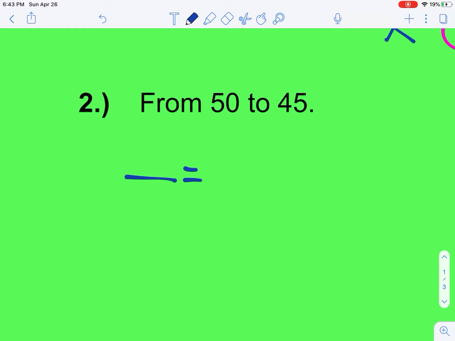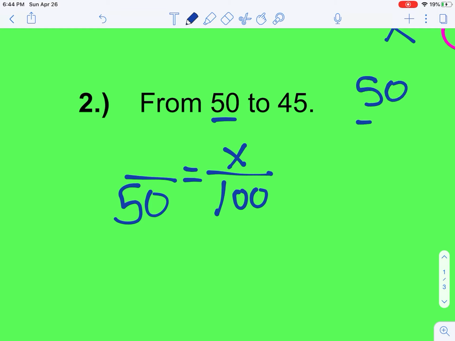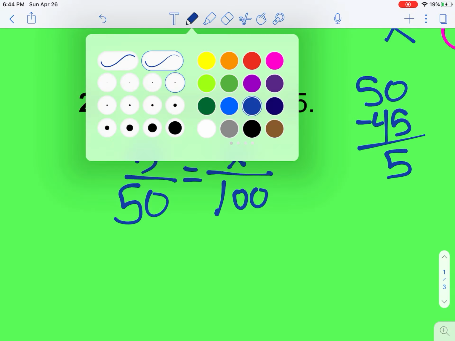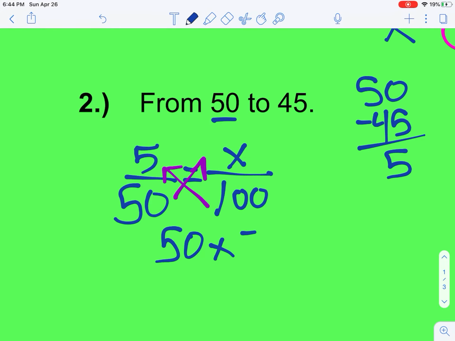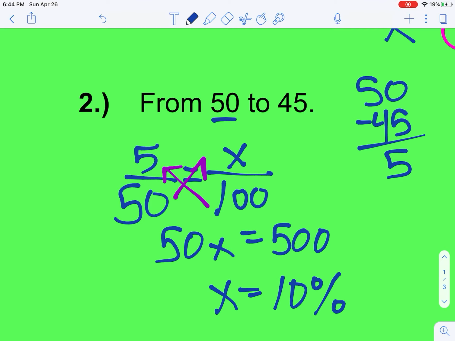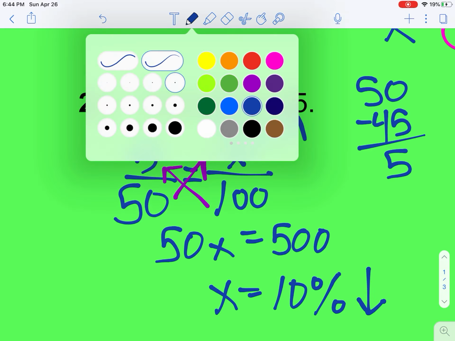I'm going from 50 to 45. 100 always goes in the bottom right-hand corner. I'm looking for percent change, so that goes in the top right. My original amount was 50, so that goes in the bottom left. I'm going from 50 to 45, so the difference there is 5, so the top left-hand corner is going to be 5. I can now go ahead and cross multiply. So 50 times x is 50x, and 100 times 5 is 500. I'm going to divide by 50 on both sides, and I end up with x equals 10%. Now, don't forget, we're talking about percent change here, so I'm going from 50 to 45. I'm going down, so this is a 10% decrease.